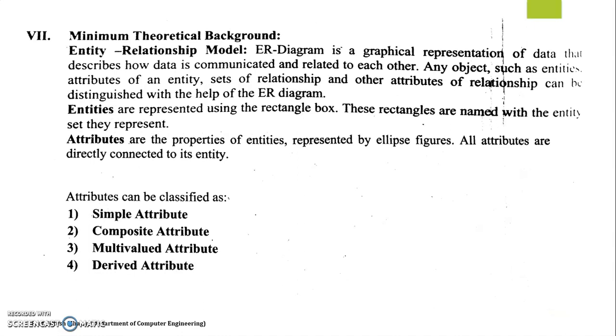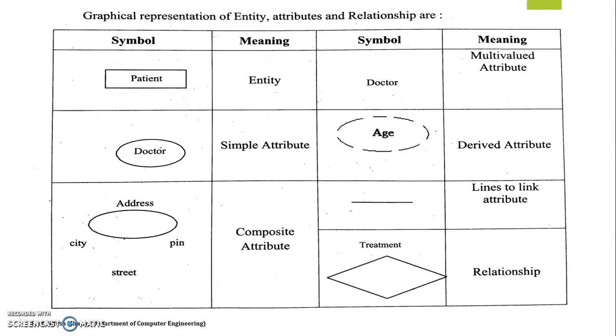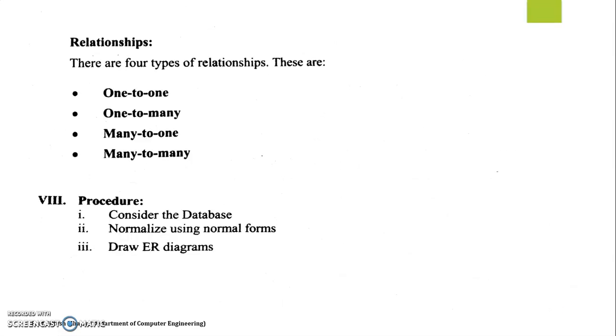The minimum theoretical background required is the entity relationship model, entities, and attributes, with different types of attributes like simple, composite, multi-valued, and derived. These are some of the symbols: for an entity, for a multi-valued attribute, simple attribute, derived attribute, composite attribute, links to the attribute, and the relationship. Then we have studied 4 relationships: one to one, one to many, many to one, and many to many. Procedure: consider the database, normalize using normal forms, and draw ER diagrams.